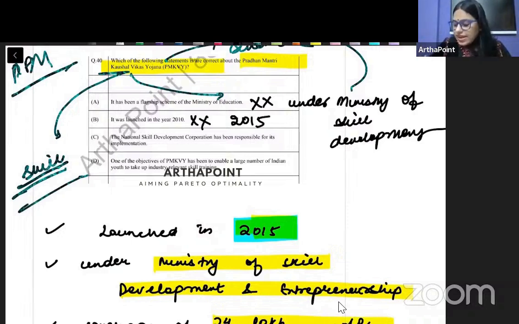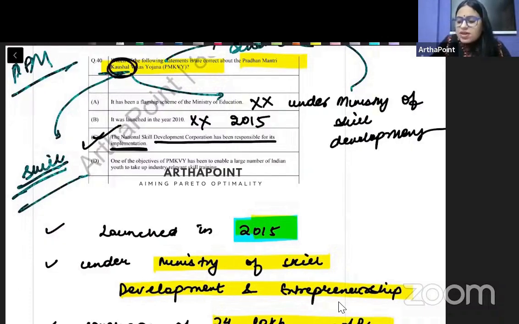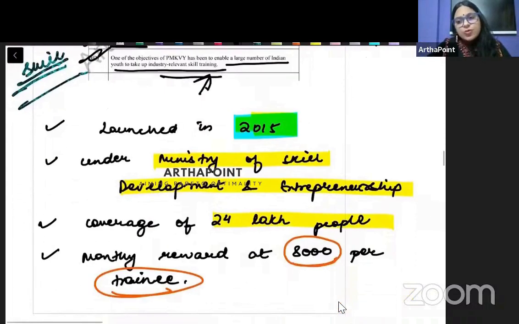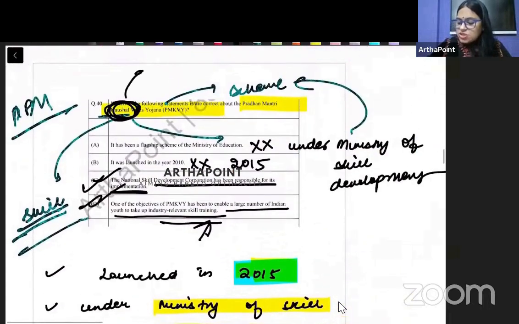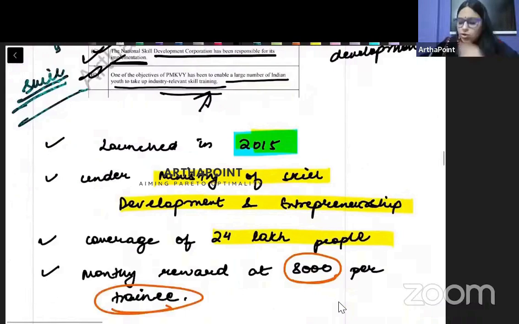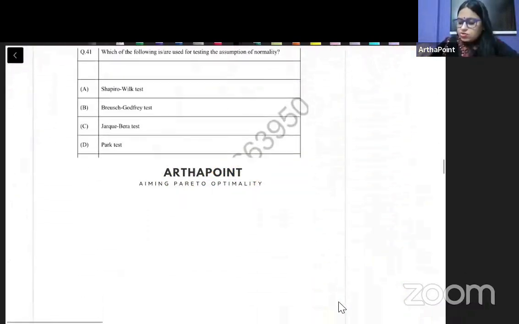Right? The National Skill Development Corporation has been responsible for its implementation. Yes. Beta, if you only know in English that kaushal is skill, you can identify the answer. One of the objectives was to enable large scale of Indian youth to take industry relevant skill training. Yes. So C and D are the correct options. This is an MSQ question. Right? Okay, beta. Come to the next question.